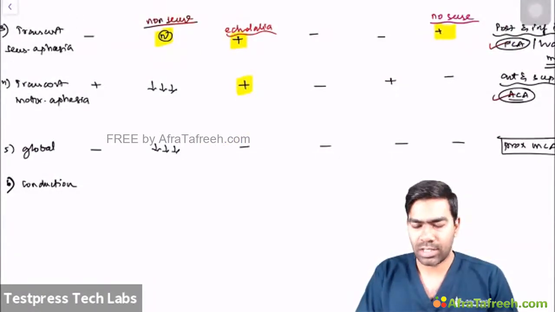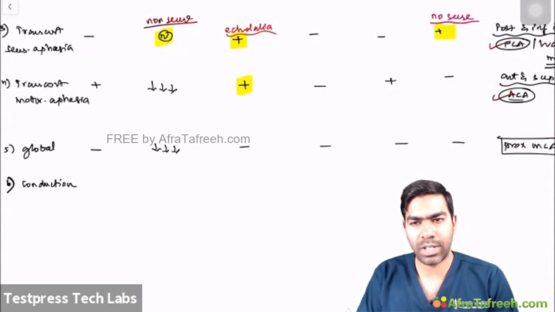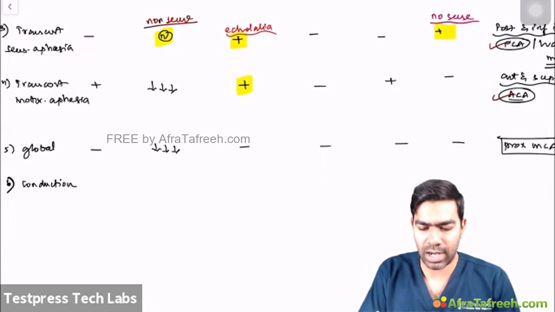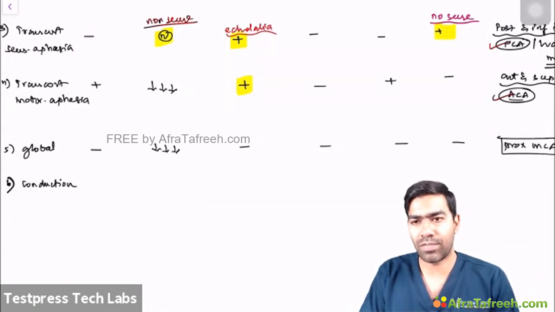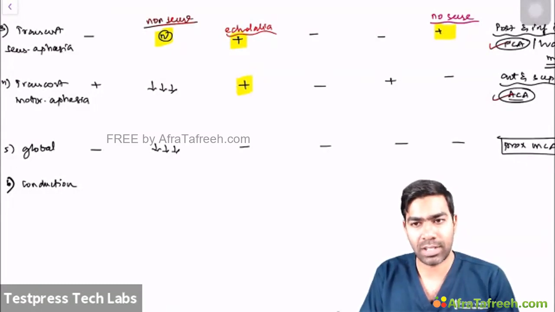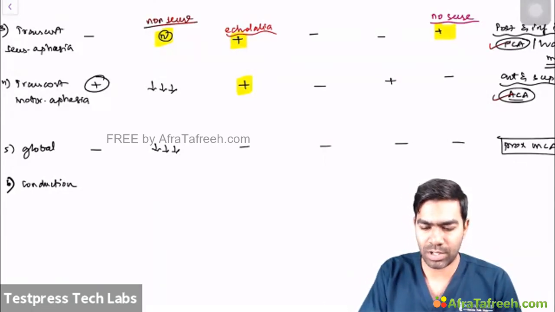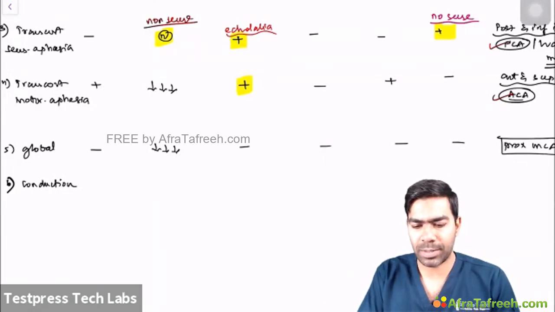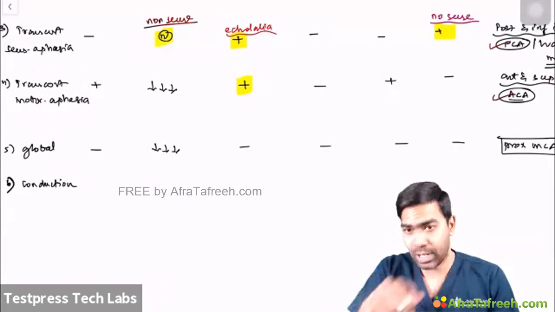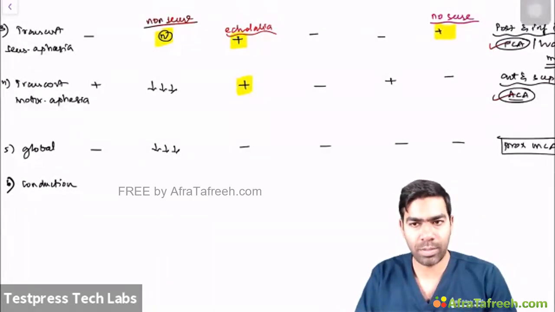Repetition is seen, yes. Repetition is present in motor conduction aphasia, but echolalia may not be the case. They can actually repeat because they understand what you are telling. They will not appear confused. Only if you are confused, you will be repeating whatever the other person is telling. That's the important psychiatric principle also. If you're not confused, if your comprehension is good, you will not be really doing an echolalia. You will be able to tell what they are asking you to repeat.